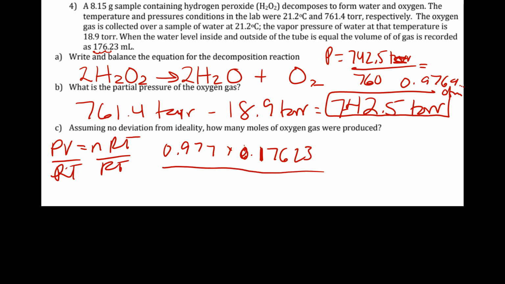Divided by R, 0.08206, times your temperature, 21.2 plus 273, 294.2 Kelvin. But I think if it's a 0.15 that they have on your paper, then 294.4. This will give me my moles, so 0.97 times 0.17623 divided by that. On your calculators, you should have gotten, sweet.